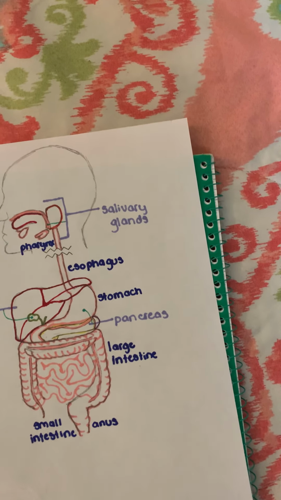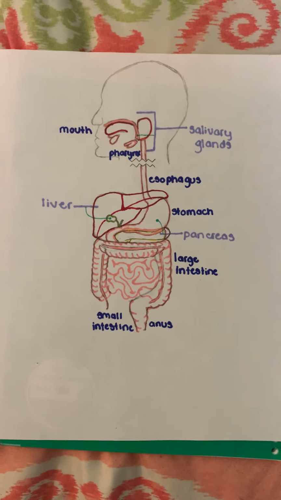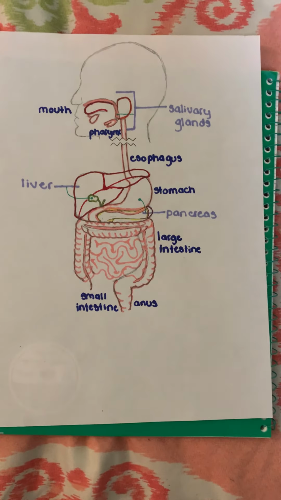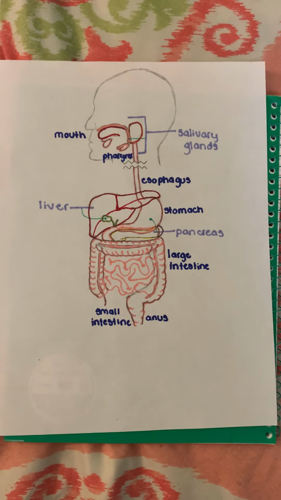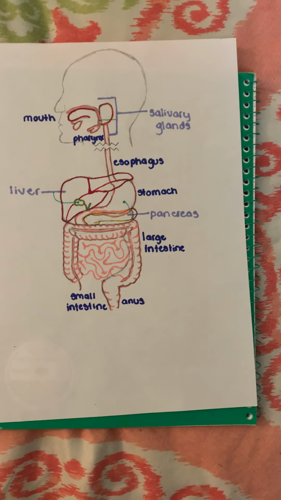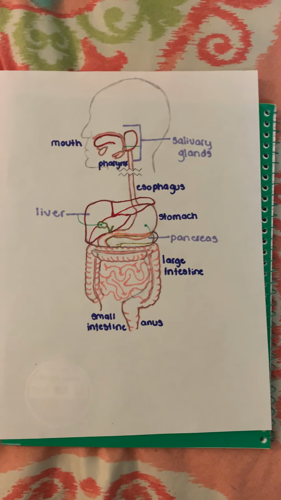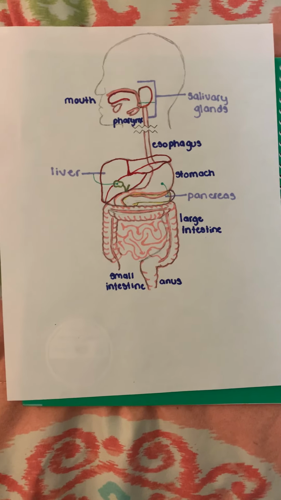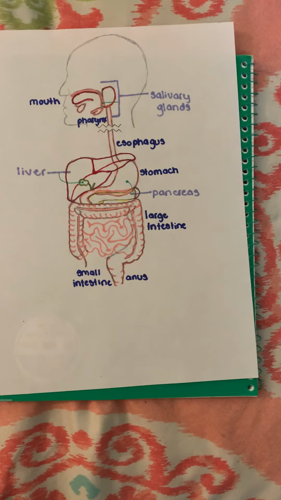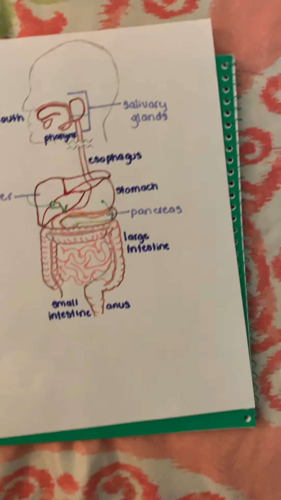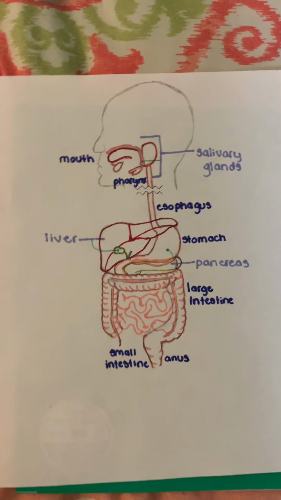So of course, the 3 salivary glands, their function in digestion is to cleanse the mouth, to dissolve food chemicals so that they can be tasted, to moisten food and help compact it into a bolus, and then it also contains the enzyme amylase that begins the digestion of starchy foods.